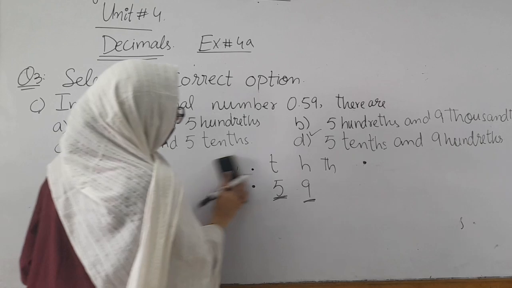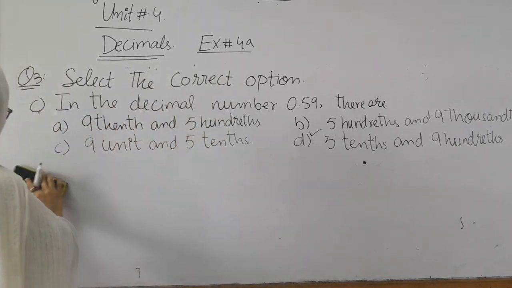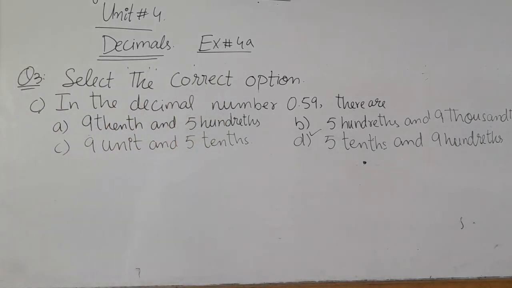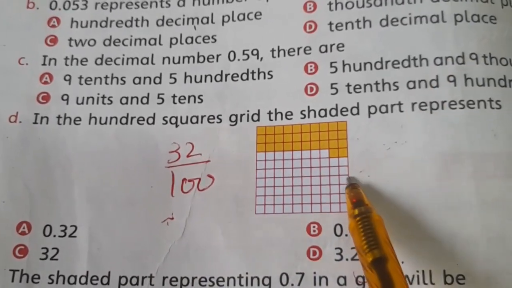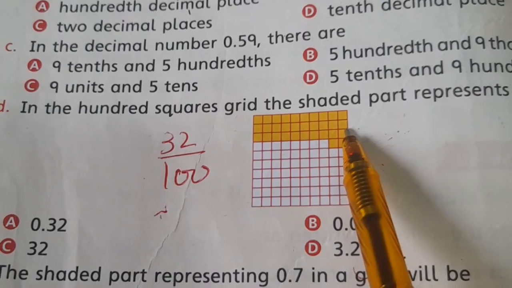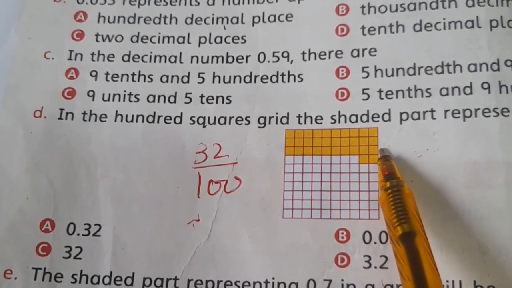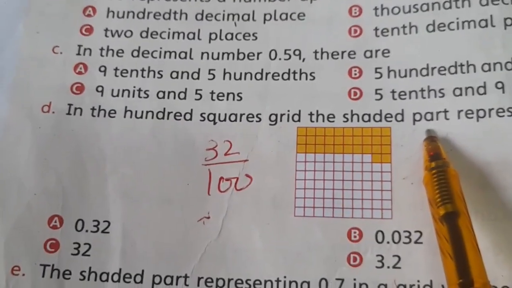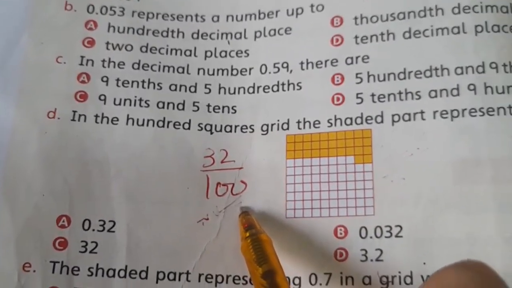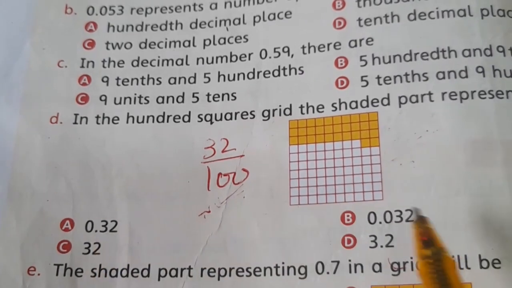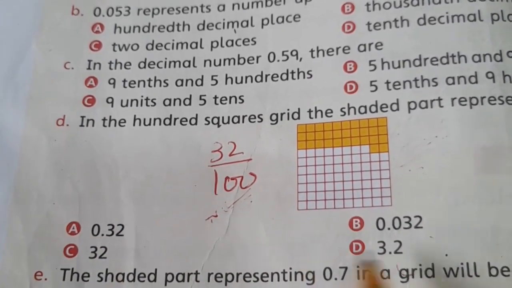So, the D part is correct, in which we have 5 tens and 9 hundreds. After this we have the next question. As you can see in the 100 square grid, the shaded part represents. This is the 100 square grid. How many shaded parts in it? Tell me, Eamon, how many shaded parts? Good. 32 parts are shaded. And when we write it in fraction form, you will write 32 by 100. So the options are 0.32, 0.032, 32 and 3.2. So tell me what is the right answer?